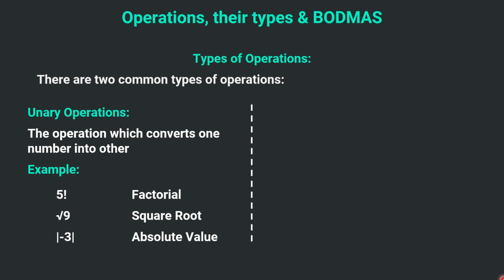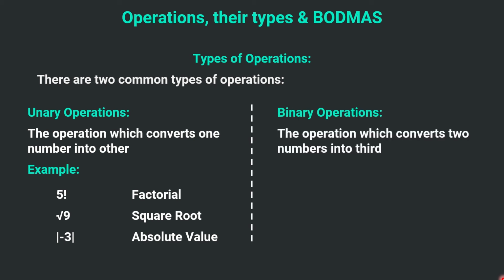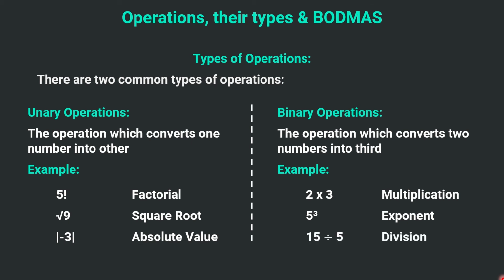Now we'll see the next type, which is binary operations. Binary operations are those operations which convert two inputs or two numbers into a third number. For example, multiplication: two numbers are multiplied to give us a third number. So multiplication is a binary operation. Then exponents: one number is taken as an exponent of another number, which provides us a third number, so it is also a binary operation. Then division: 15 divided by 5 gives us 3, which is a third number, so it is also a binary operation. As a summary, unary operations convert one number into another number and binary operations convert two numbers into a third number.